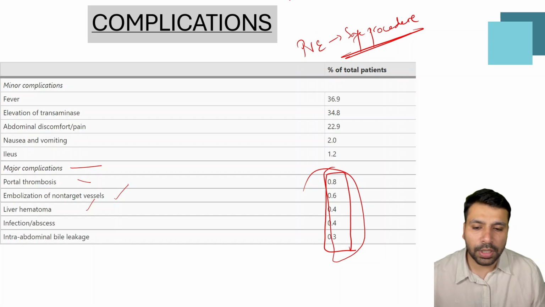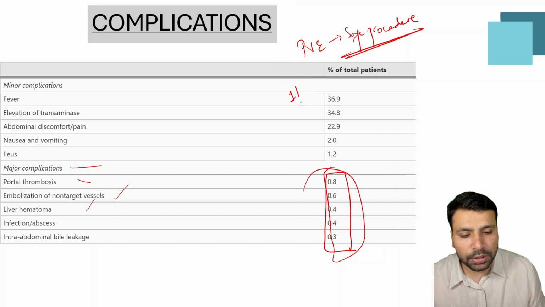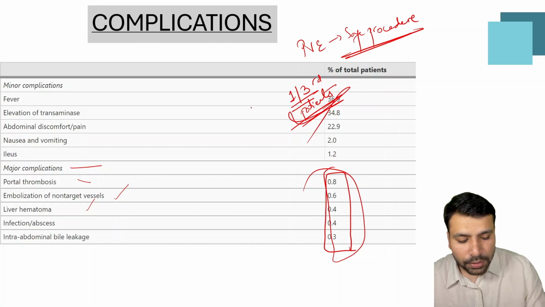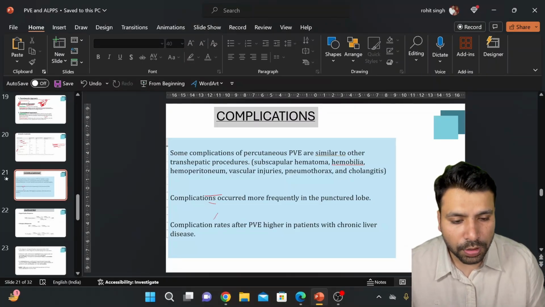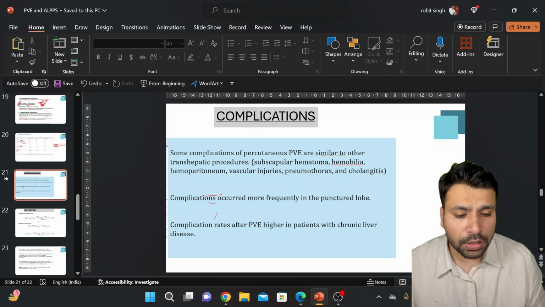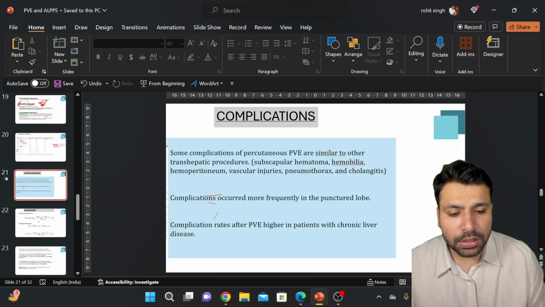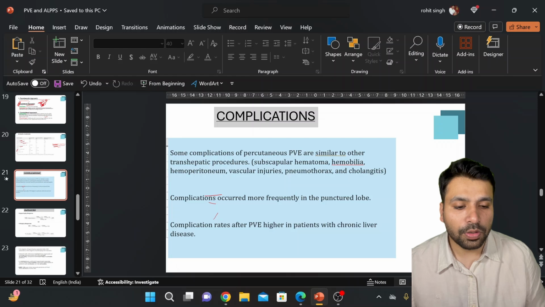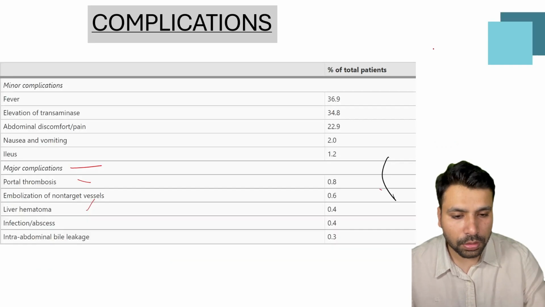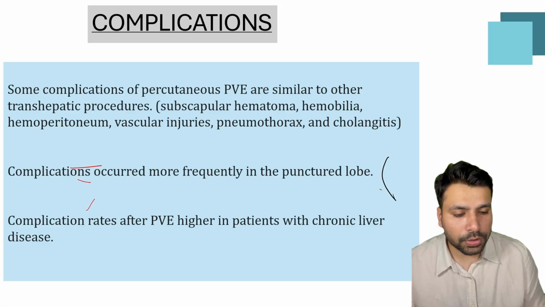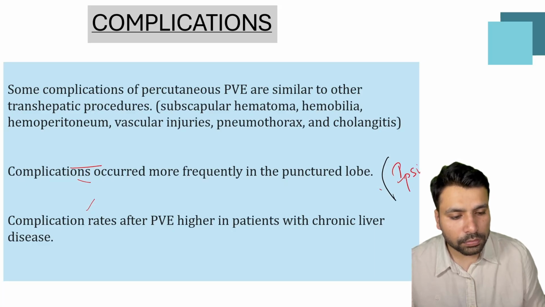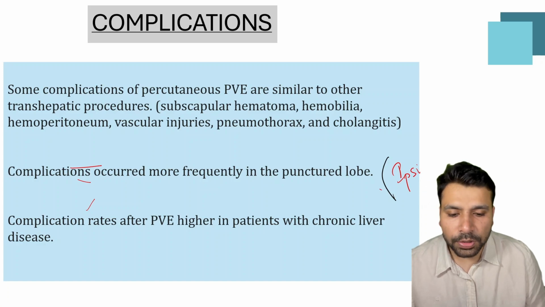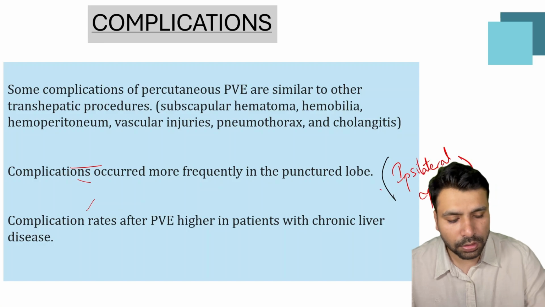Minor complications like fever and elevation of transaminases, I have already told you, occur in around one third of these patients. Some complications of portal vein embolization are similar to other transhepatic procedures: hematoma, hemobilia, hemoperitoneum, vascular injuries, pneumothorax, cholangitis. Complications occur more in the punctured lobe. So we usually prefer an ipsilateral approach. Complication rates after portal vein embolization are higher in patients with CLD. Nothing much about it.